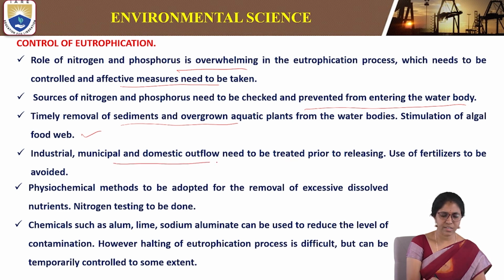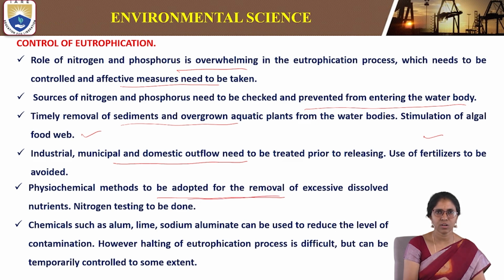Industrial, municipal, and domestic outflow need to be treated prior to release. Use of fertilizers should be avoided, and physiochemical methods adopted for the removal of excessive dissolved nutrients. Nitrogen testing needs to be done. Chemicals such as alum, lime, and sodium aluminate can be used to reduce the level of contamination.